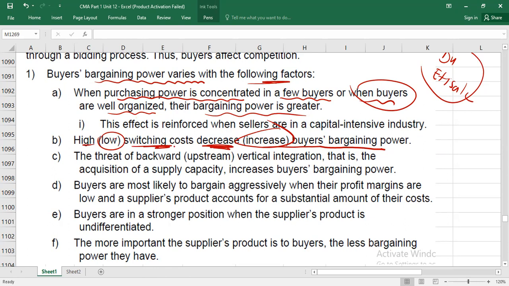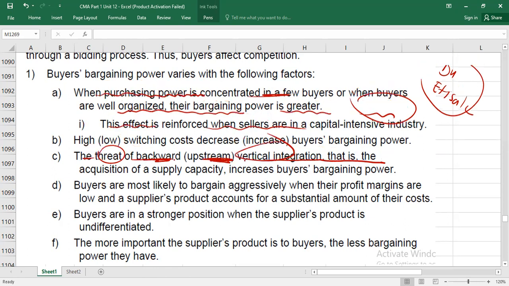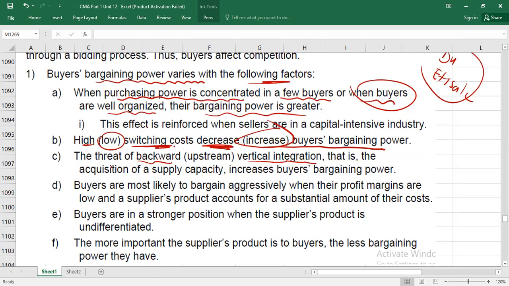Then the threat of backward, upstream, vertical integration. The acquisition of supply capacity increases buyers' bargaining power. For example, I'm just giving you an example, if Alphathame buys Toyota company, Alphathame is the customer and Toyota is the supplier. If the customer buys the supplier, understood? Then the customer would be in a strong position.